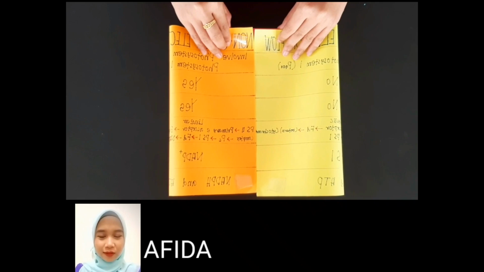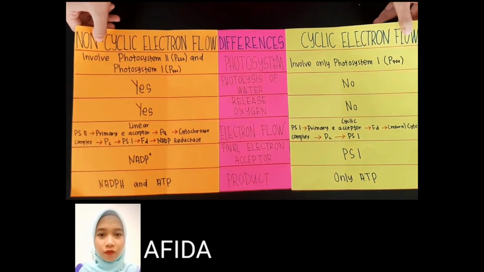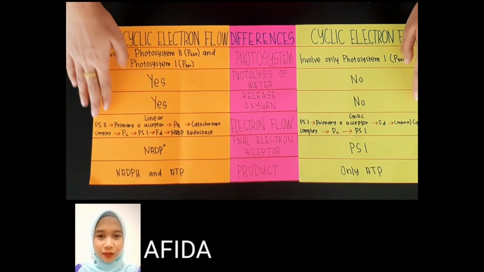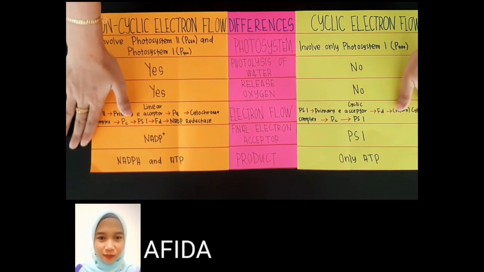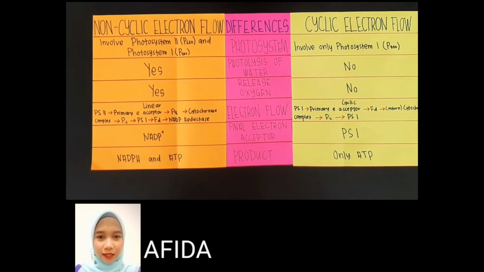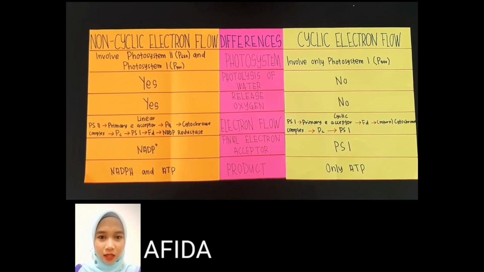I will explain the differences between non-cyclic electron flow and cyclic electron flow. Non-cyclic involves photosystem 2 and photosystem 1, while cyclic involves only photosystem 1. Photolysis of water occurs in non-cyclic but does not occur in cyclic. Non-cyclic releases oxygen and cyclic does not release oxygen.